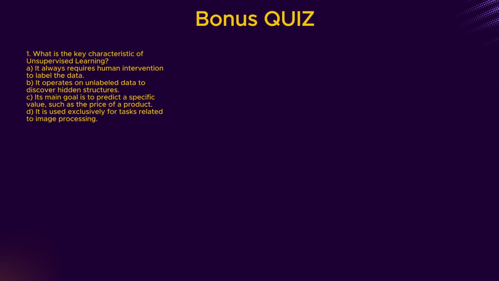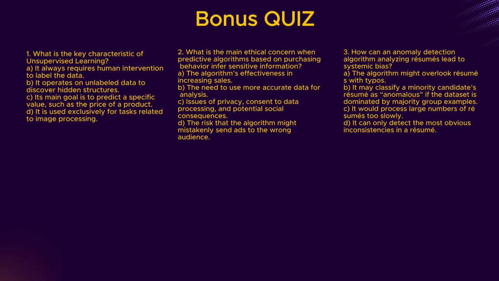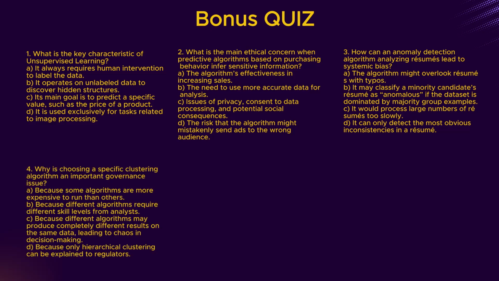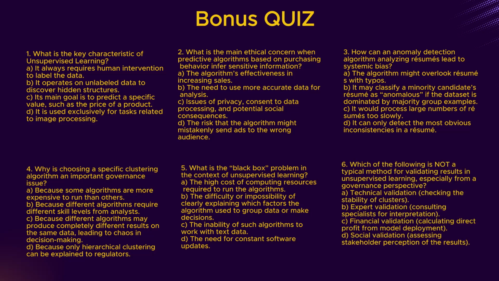What is the key feature of unsupervised learning? What is the main ethical question when predictive algorithms based on purchasing behavior draw conclusions about sensitive information? How can an anomaly detection algorithm analyzing resumes lead to systemic bias? Why is the choice of a specific clustering algorithm an important issue for AI governance? What is the black box problem in the context of unsupervised learning? Which of the listed approaches is not a typical method for validating results in unsupervised learning, especially from an AI governance perspective? Please pause the video and independently answer each of these 6 questions.